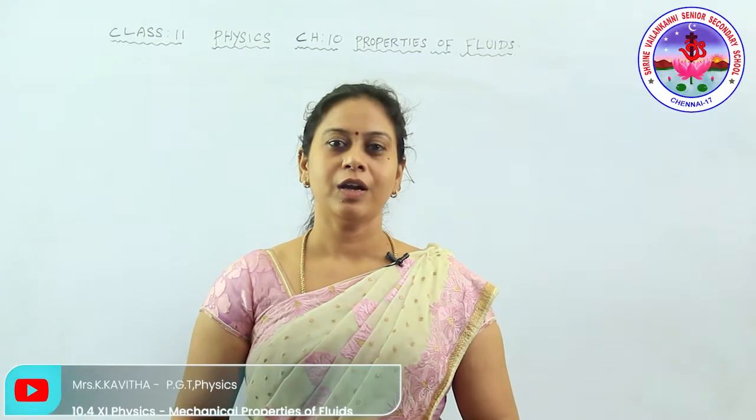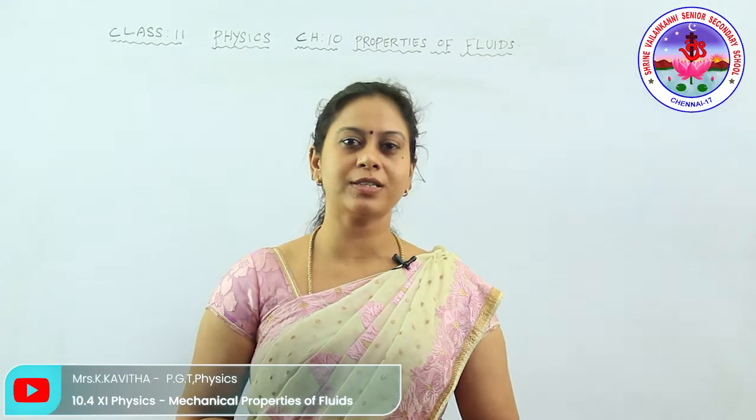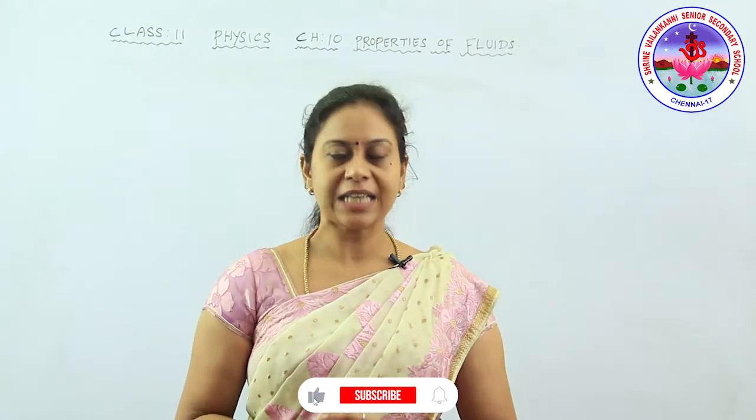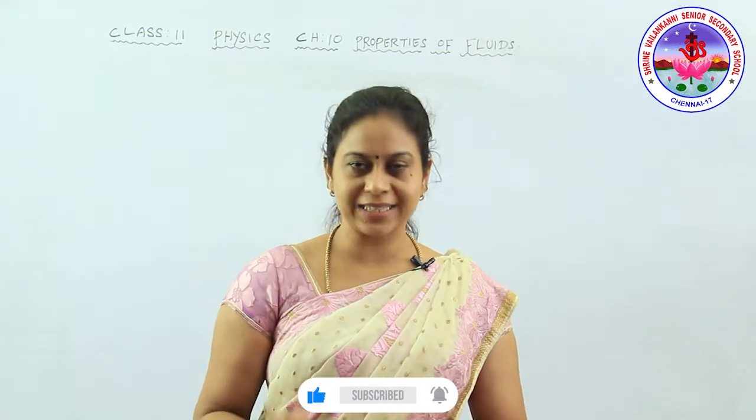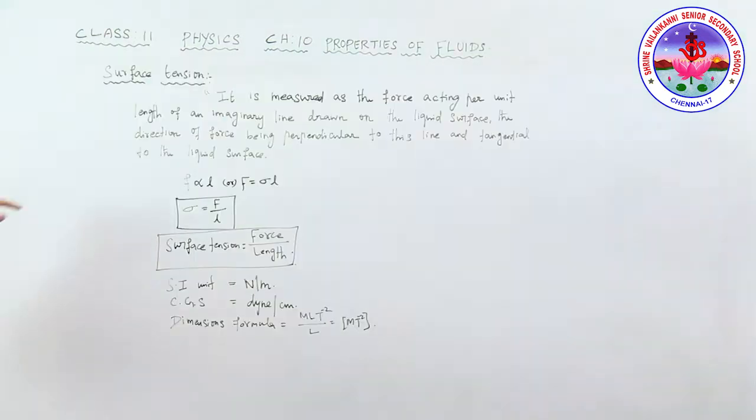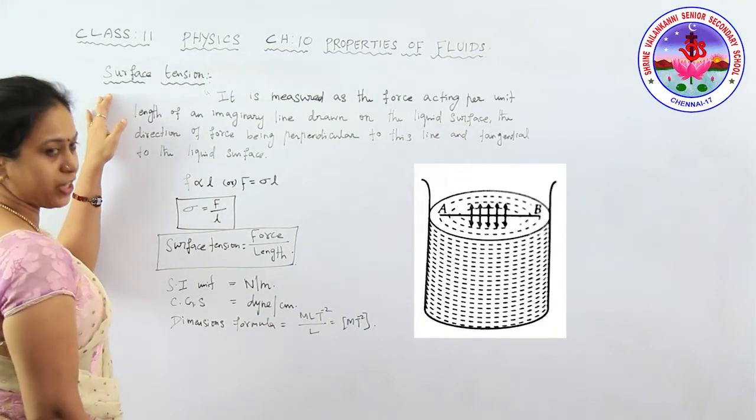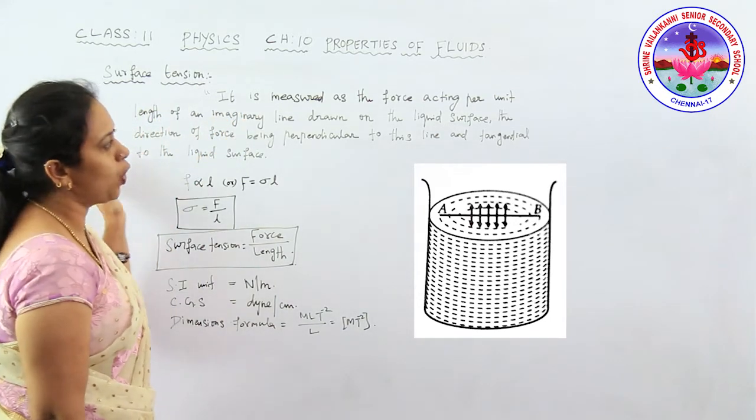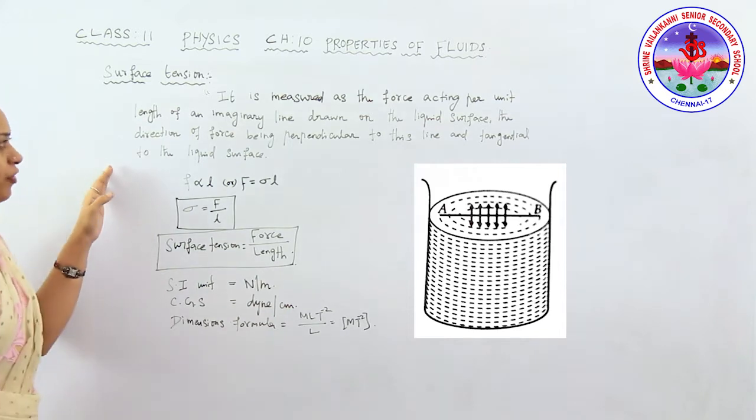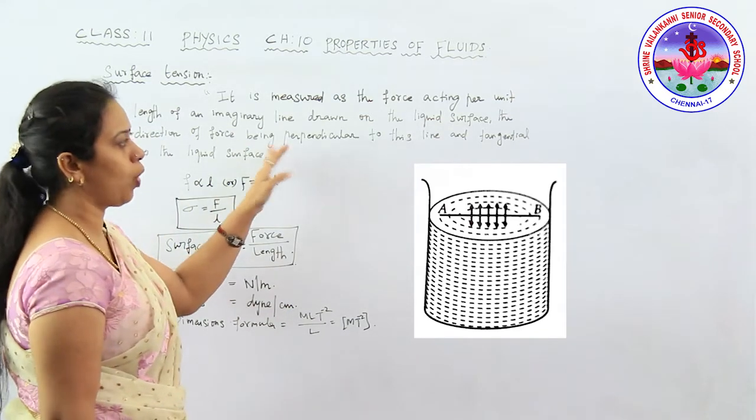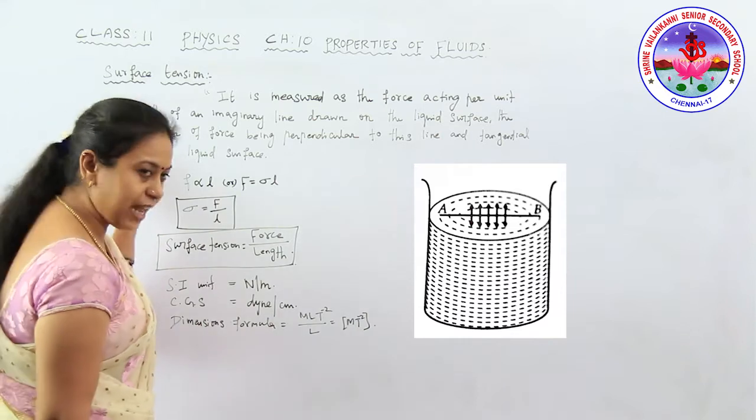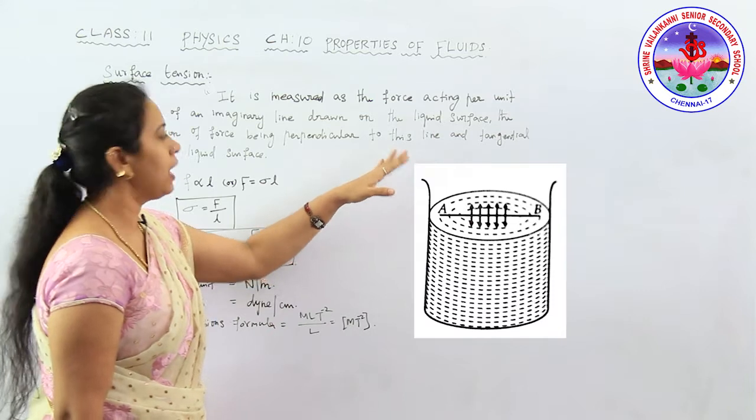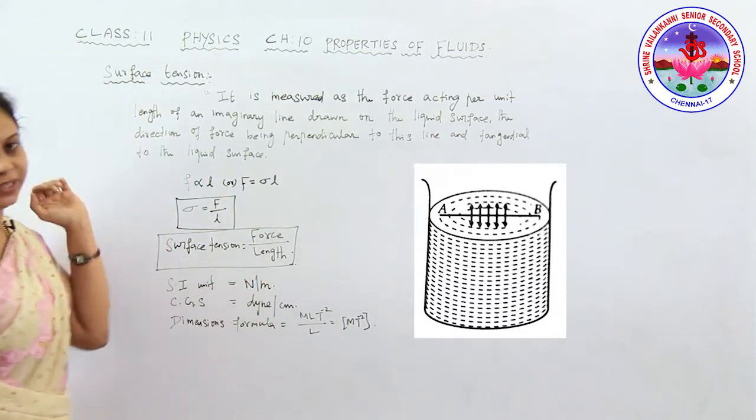Hello students, the continuation of properties of fluids. In that, today we are going to learn in this session surface tension and the examples of surface tension. Surface tension is measured as the force acting per unit length of an imaginary line which is drawn on the liquid surface. The direction of force is perpendicular to this line and tangential to the liquid surface.